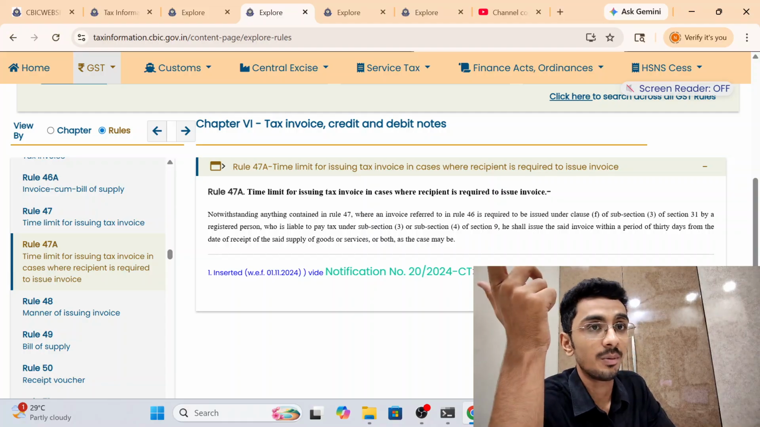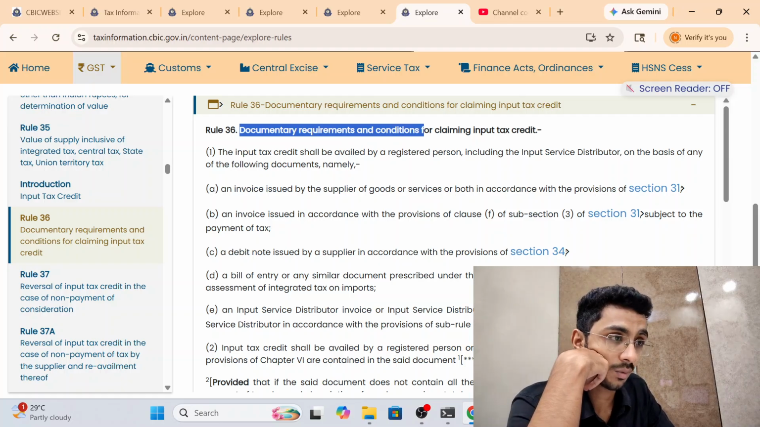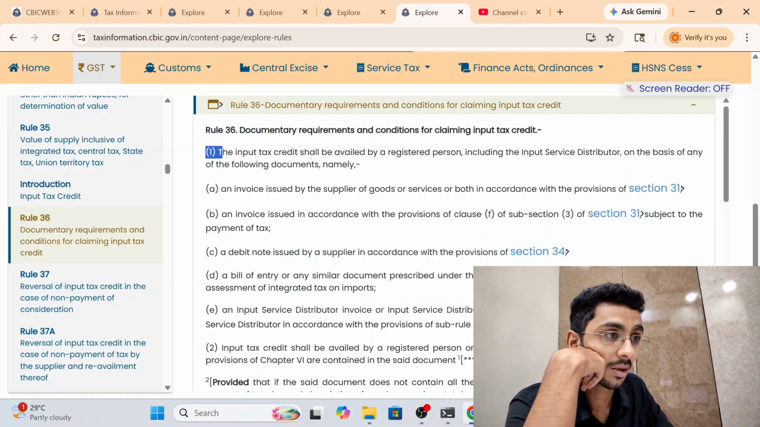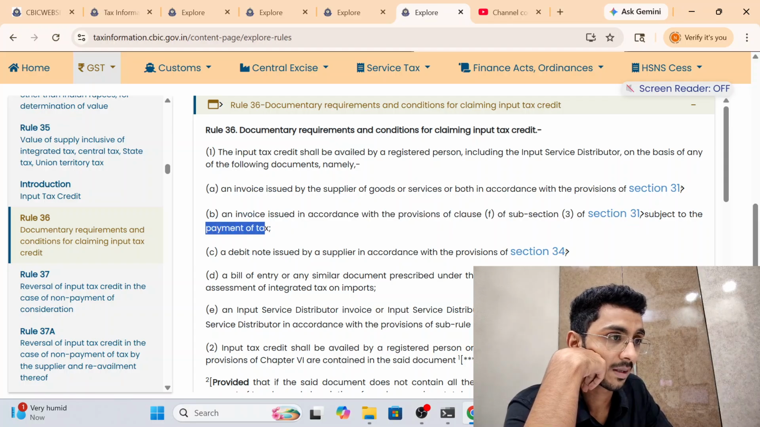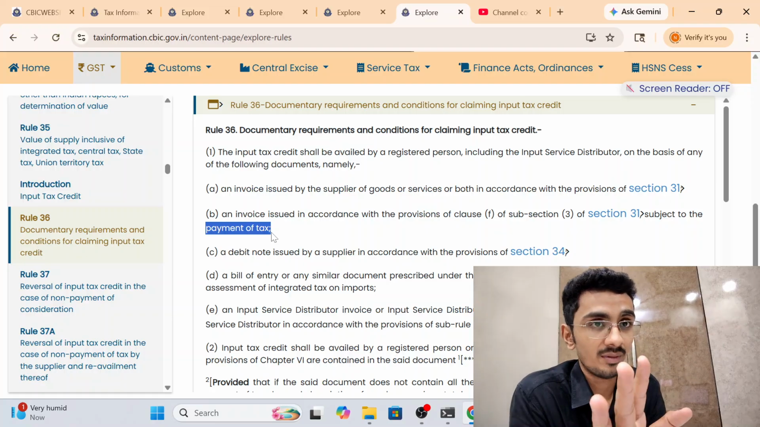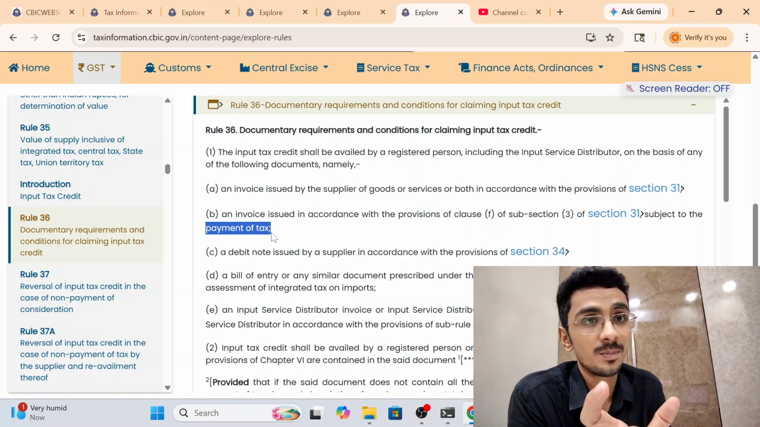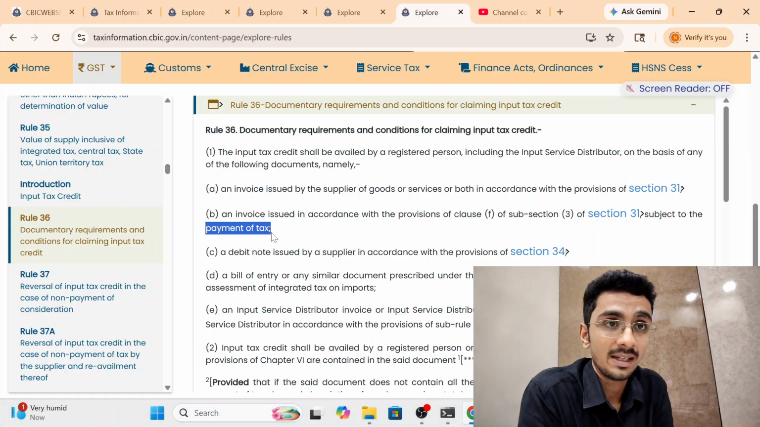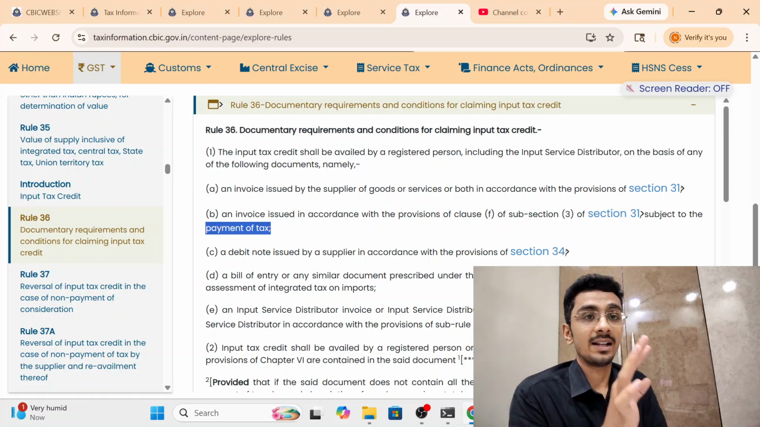Now coming to the ITC component, we will find that Rule 36 states the documentary requirement and conditions for claiming ITC. Here, if we come to sub rule 1 clause B, it states that an invoice issued in accordance with the provisions of 31(3)(f), subject to payment of taxes. So it clearly mentions that when any invoice is issued as per 31(3)(f), that is a self invoice. For availing ITC, you require a self invoice, and a self invoice is generated only in cases of an unregistered person. So for the unregistered category, you need a self invoice to be generated.